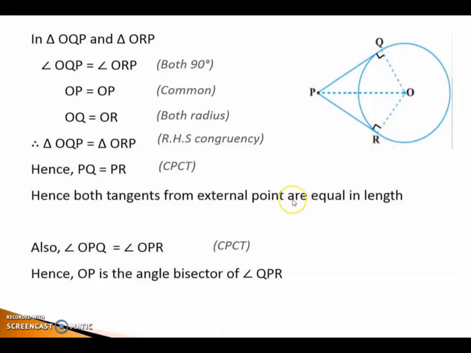This is another result which we are proving after proving PQ is equal to PR. That angle OPQ, this angle OPQ and angle OPR, these two angles will also be equal, again by CPCT. So OP is the angle bisector of this angle.